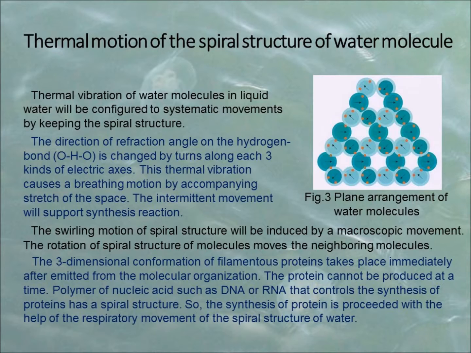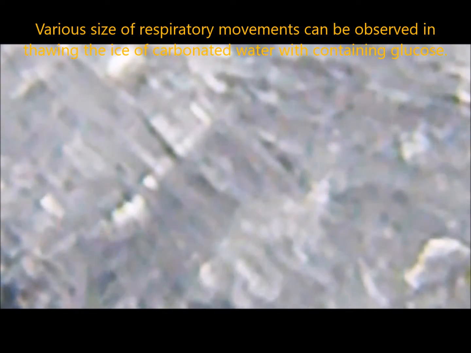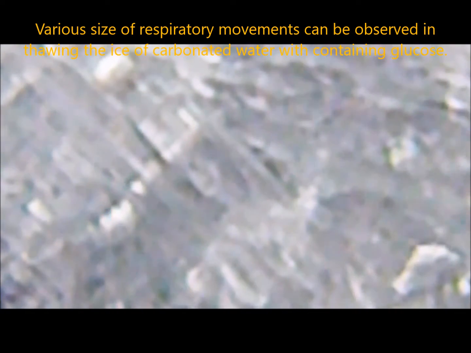A polymer of nucleic acid, such as deoxyribonucleic acid or ribonucleic acid, that controls the synthesis of proteins has a spiral structure. So, the synthesis of protein proceeds with the help of the respiratory movement of the spiral structure of water. Various sizes of respiratory movements can be observed in thawing the ice of carbonated water containing glucose.